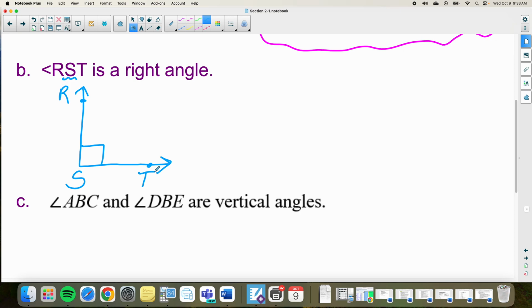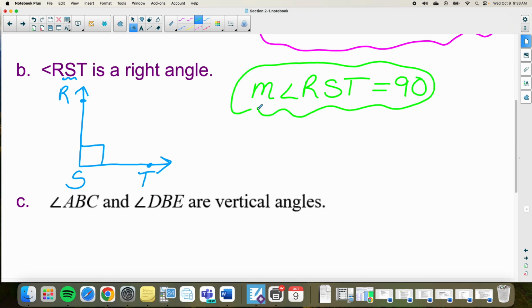Okay, so we drew it out and now we have to say something about it. What would be true if that's a right angle? How many degrees would it be? 90, right? So we can just say the measure of angle RST is 90.